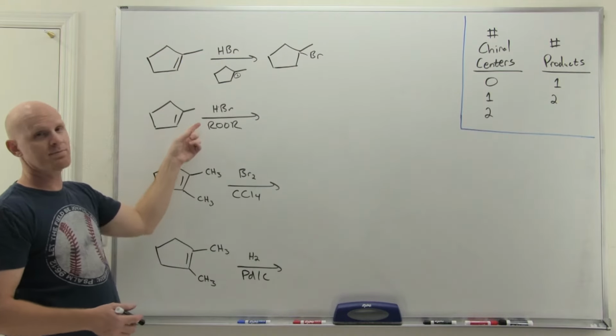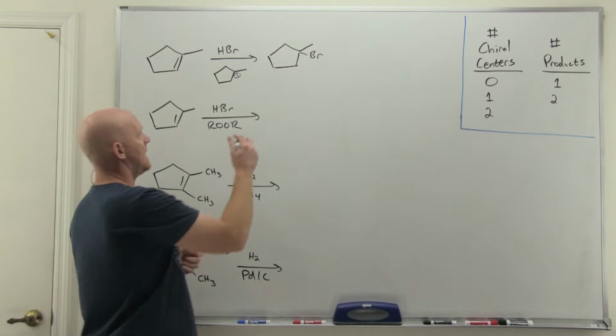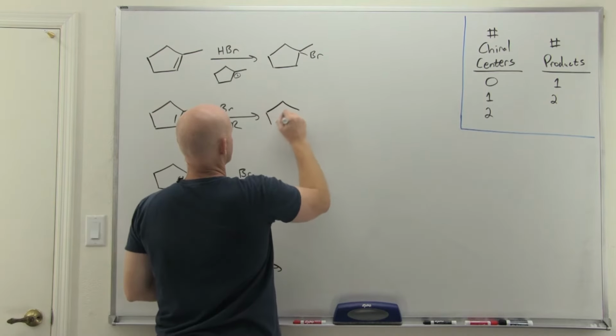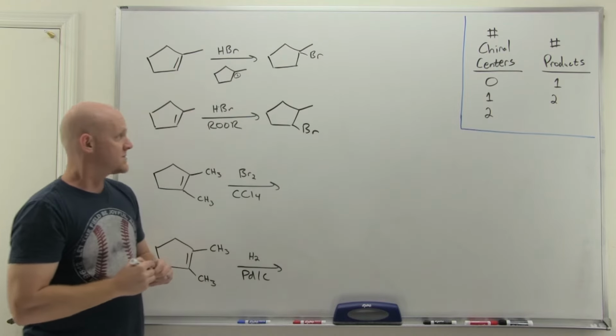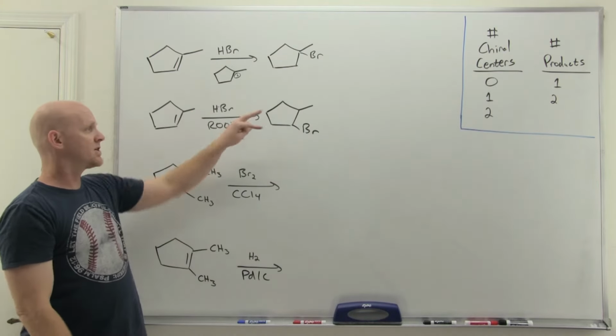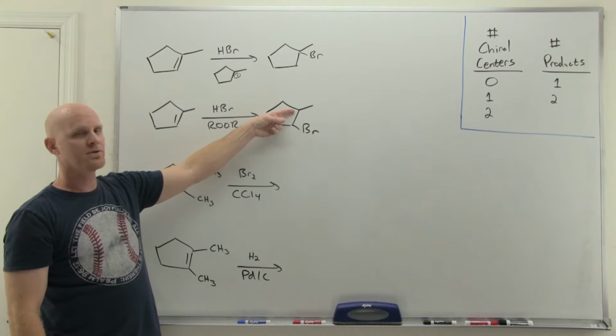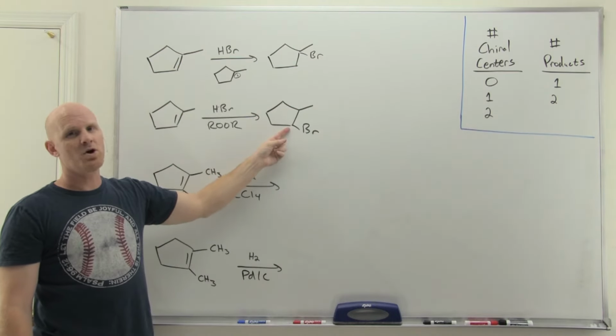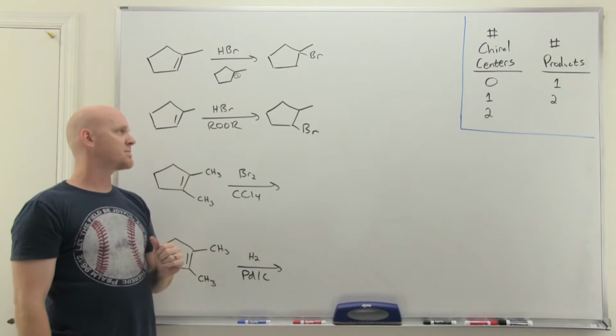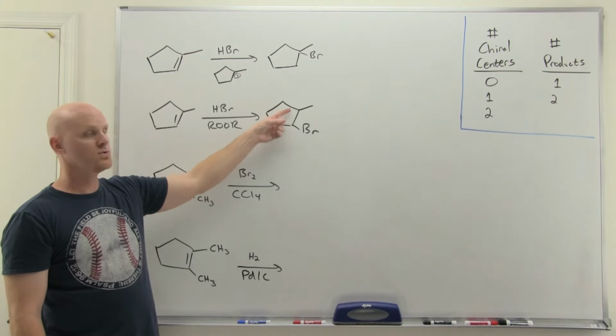Now, if we do the same reaction but with peroxide, now it's going to go anti-Markovnikov, and you're going to see this is going to be a pain in the butt. In this case, we don't have to worry about rearrangements or anything, but it's going to go anti-Markovnikov. So the more substituted carbon got the hydrogen, which is not drawn in, and the less substituted carbon got the bromine. And now we have a little bit of a problem because we formed 2 chiral centers.